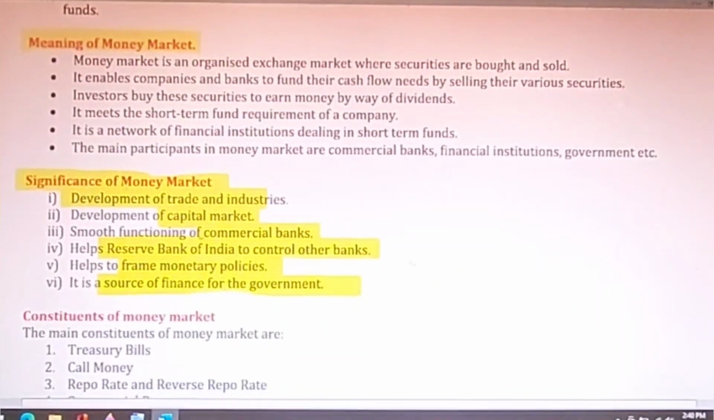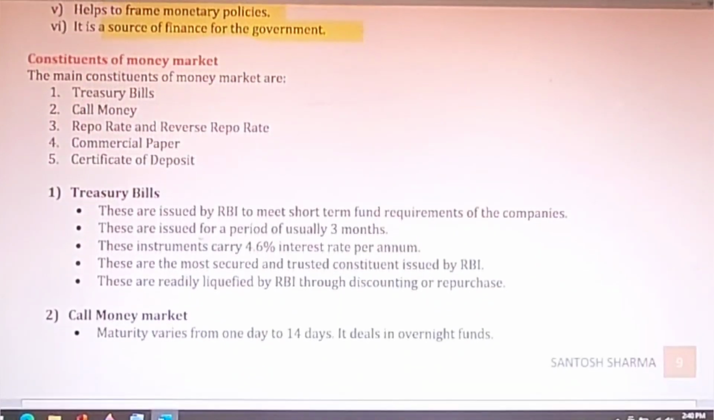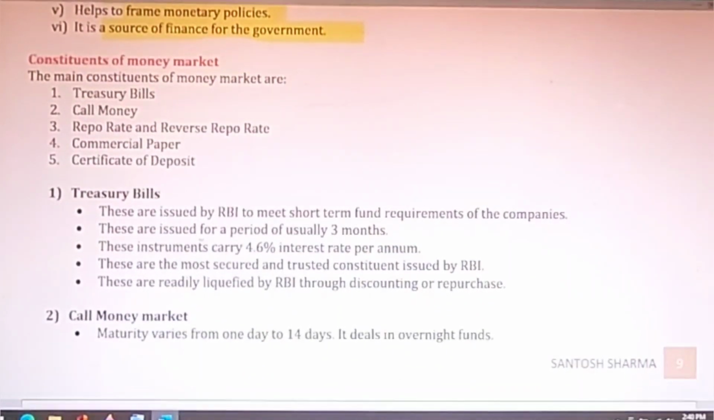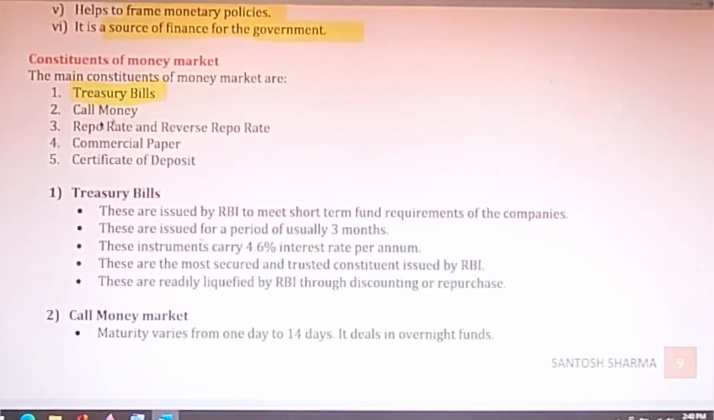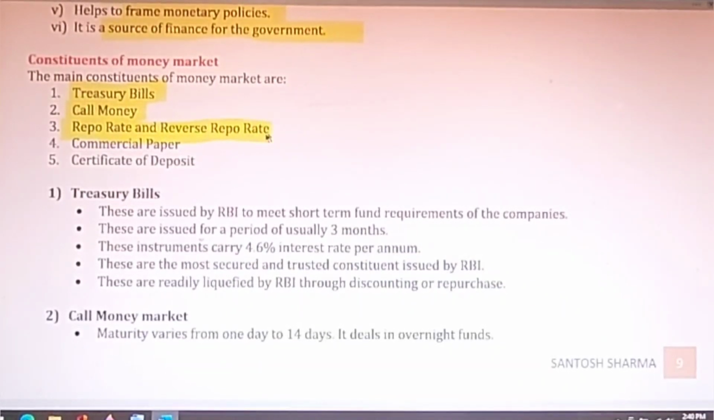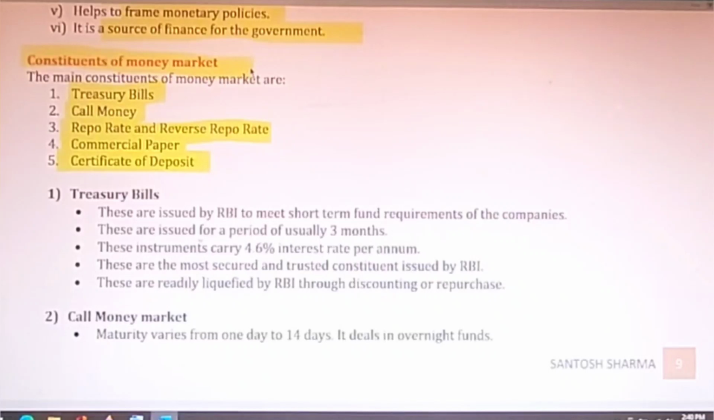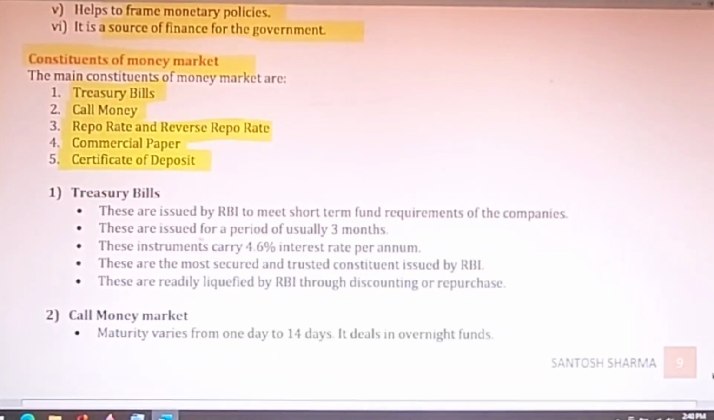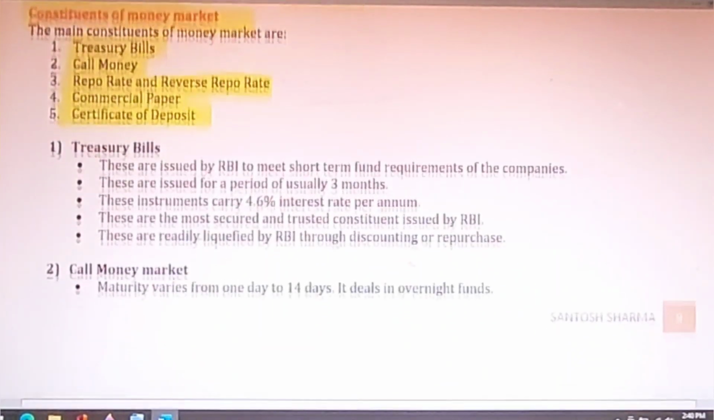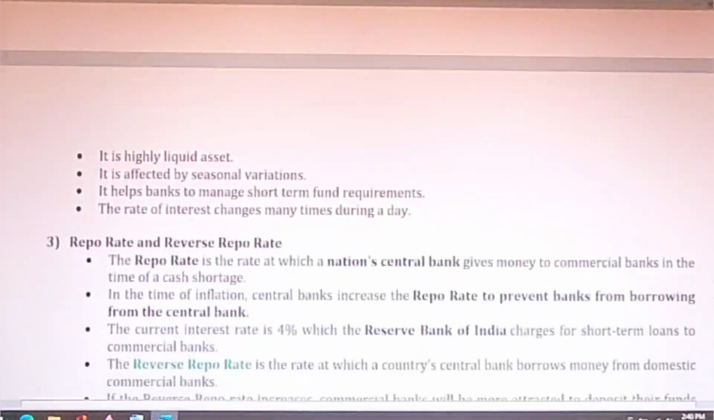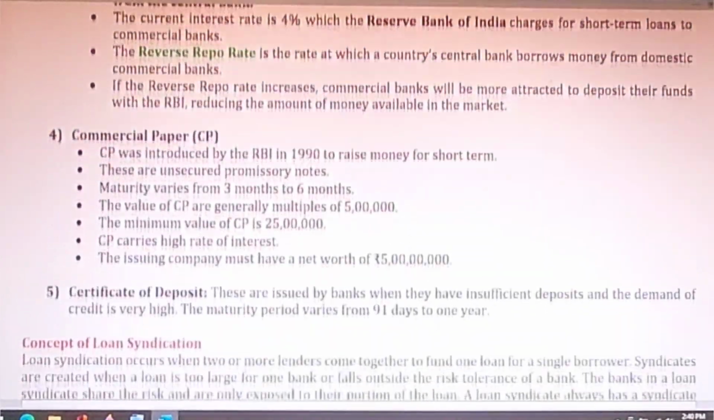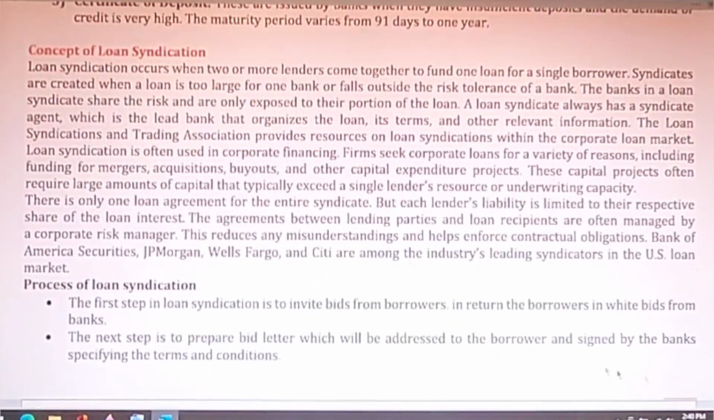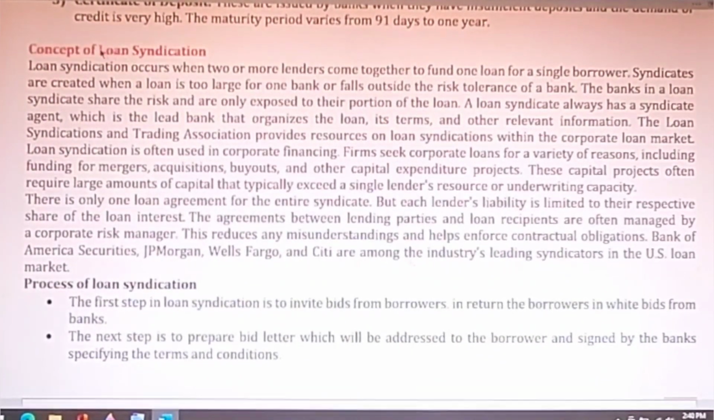So like this, now the main constituents, just now I told you about these things like treasury bills, call money, repo rate and reverse repo rate, commercial paper and certificate of deposit. This question is one of the most important questions. So dear friends, don't skip this question. Try to learn this question properly. Okay. The next suggestion will be on loan syndication.